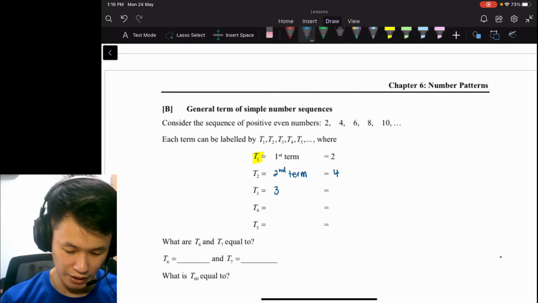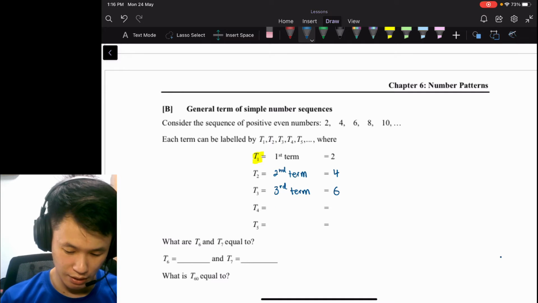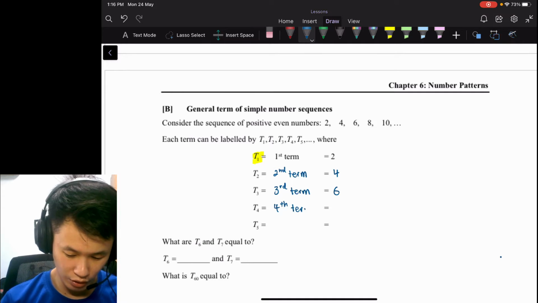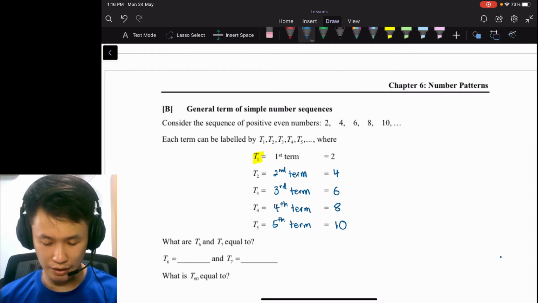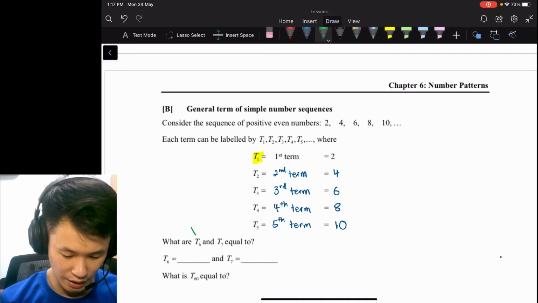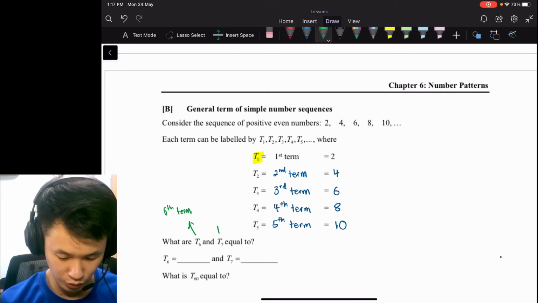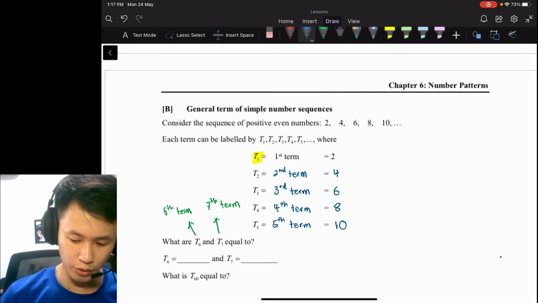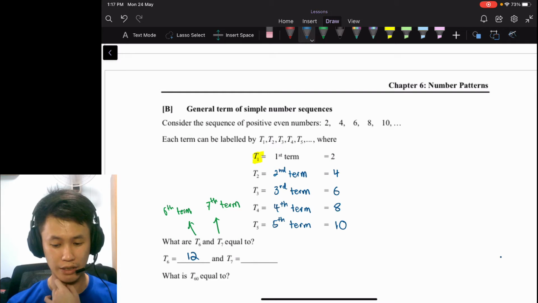Followed by T3, which means the third term, and it would be 6. The fourth term is T4, which is 8, and the fifth term is 10. So when the question asks what T6 and T7 are equal to, we're actually just asking you what the sixth term is. It's quite straightforward, nothing too difficult here. And T7 is just the seventh term. So we can quickly do some calculations and realize that T6 is equal to 12 and T7 is equal to 14.